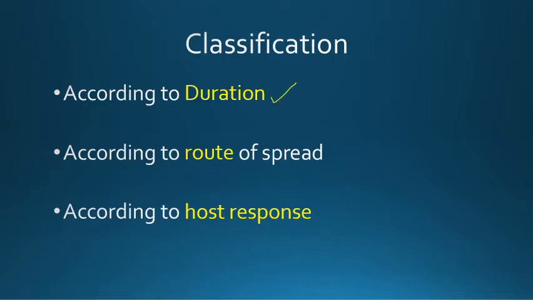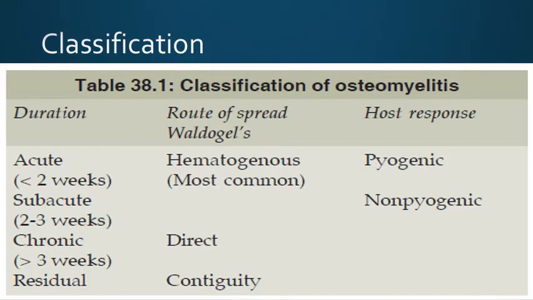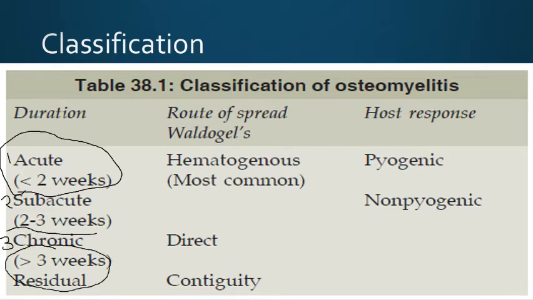So first is the duration, second is the route of spread, and third is the host response. So we will see all the three in detail. According to the duration, osteomyelitis is classified into three types, that is acute, subacute and chronic. If the patient presents to you within 2 weeks of onset of symptoms, then it is acute osteomyelitis. If the symptoms persist for 2 to 3 weeks, then it is subacute osteomyelitis. And if it persists for more than 3 weeks, then it is chronic osteomyelitis.